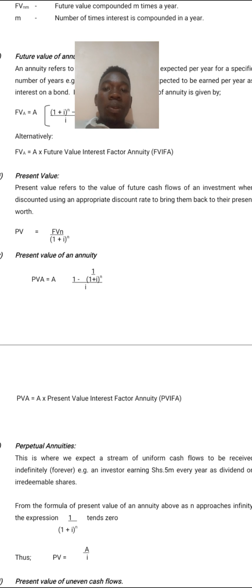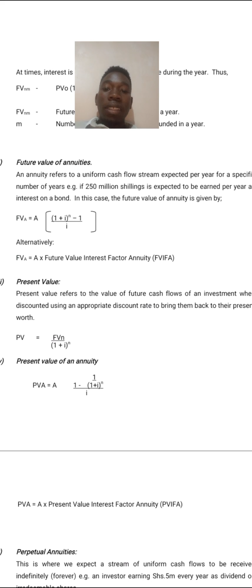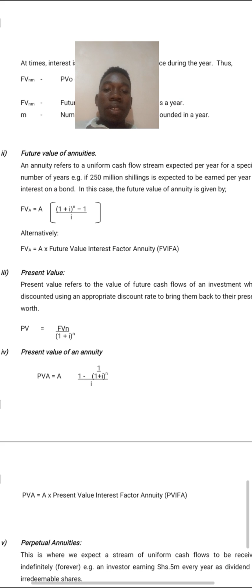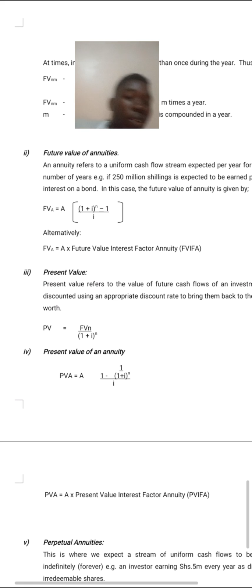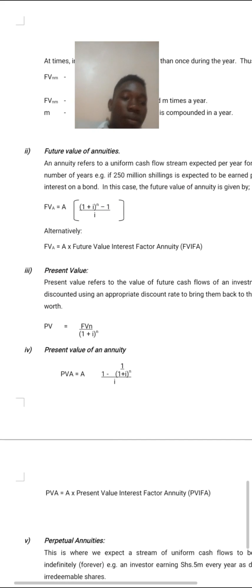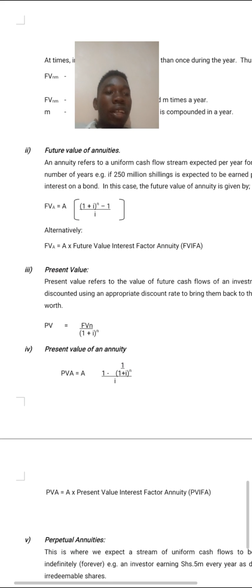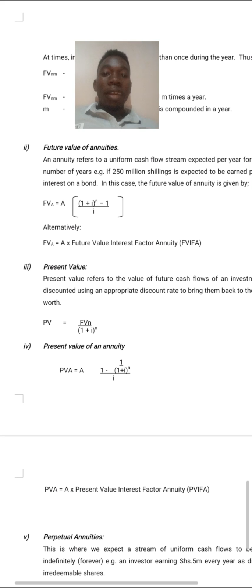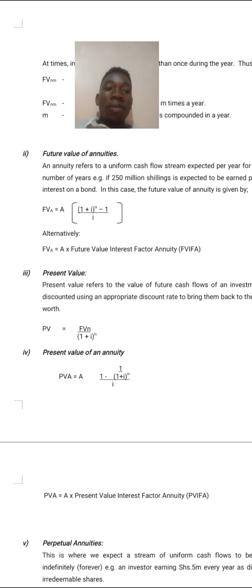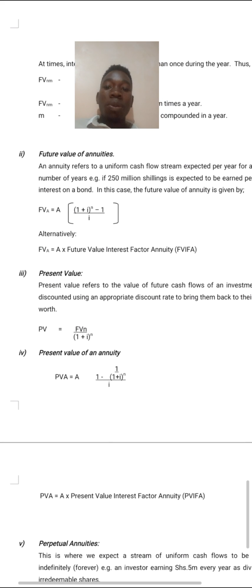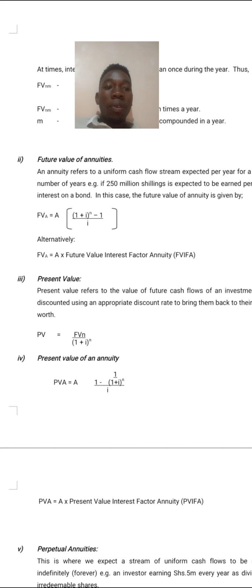Now let us look at the present value concept. Present value, as you hear the word, is the value you have now from future returns you expect. The definition is: present value refers to the amount by which a future sum of money is discounted to its present worth.